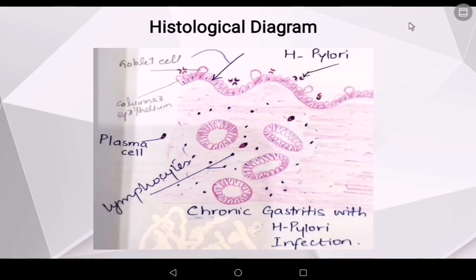So students, this is the histological diagram you have to draw in your practical notebooks. As you can see here, the presence of Helicobacter pylori in the superficial mucosa, and also the intestinal metaplasia shown by the presence of goblet cells and plasma cells. These are the plasma cells in the lamina propria and abundance of lymphocytes.